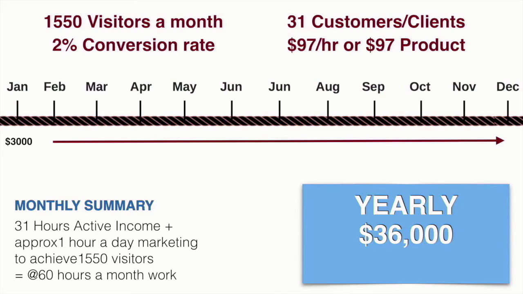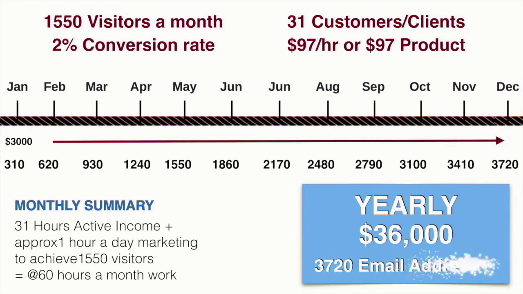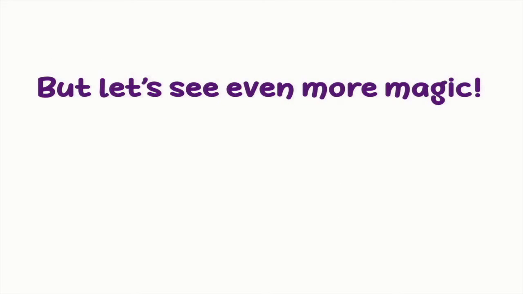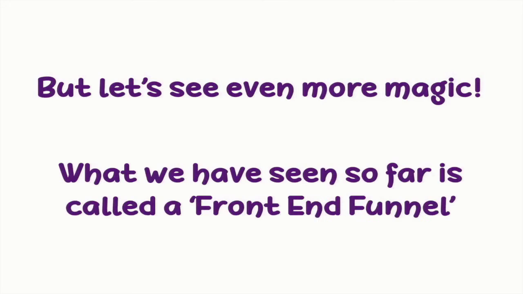You might actually want to stop right there, like the 15 hours a week for $3,000 a month maybe is all you need in income to actually do what you want to do. And really, at the end of the day, that's perfect if that suits you. The cool part is that you'll also have, in this case, 3,720 email addresses that you've collected over the course of the year, enabling you to offer higher price services or products as you go, but more on that later. But let's work even more magic and see if this might be for you. What we have seen so far is called a front-end funnel.